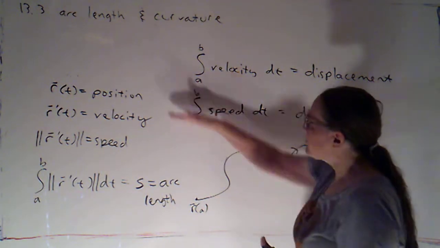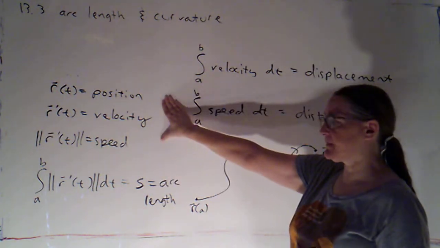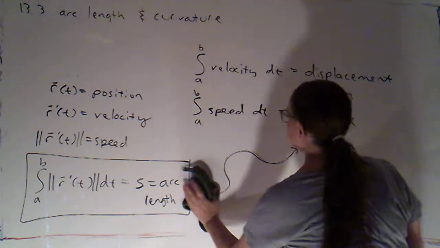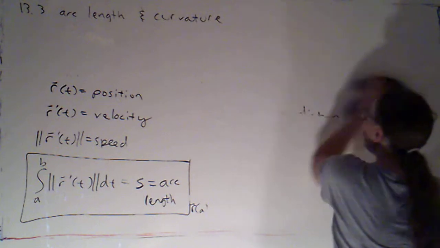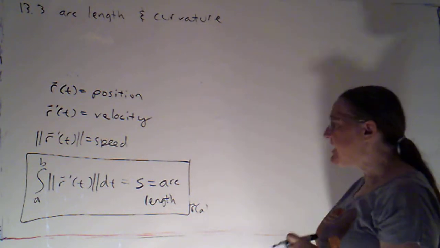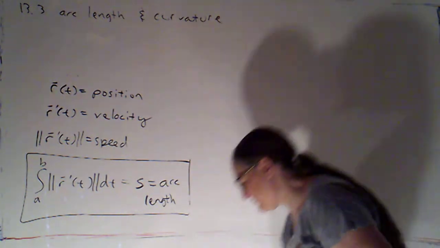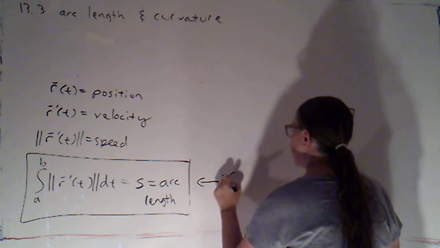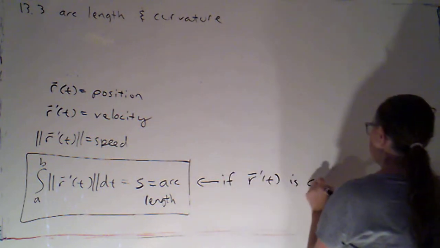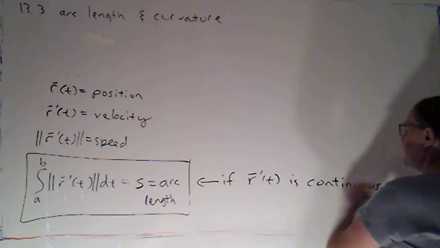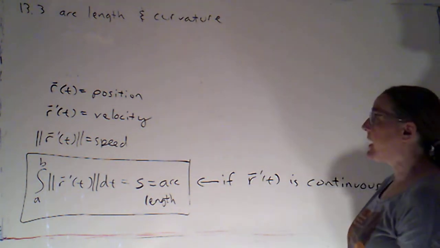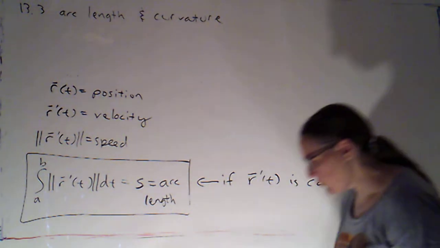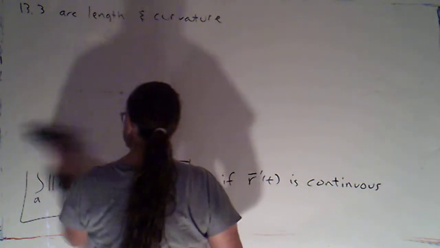Okay, so we can see why that makes sense from looking at this particular example, but this is true in general for any curve, provided that the derivative is continuous. So the function needs to be continuously differentiable. Let's just make that caveat: if r prime of t is continuous. So I can calculate arc length for any curve that's parametrized so that it is continuously differentiable. Let's just do an example of that.